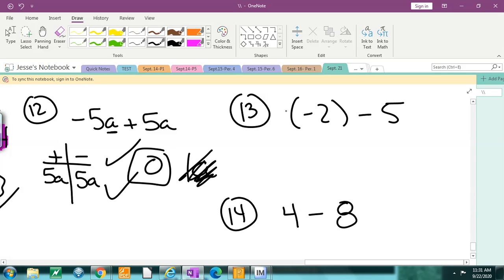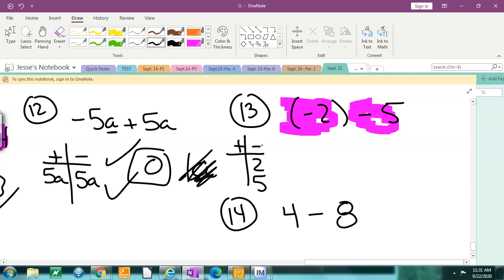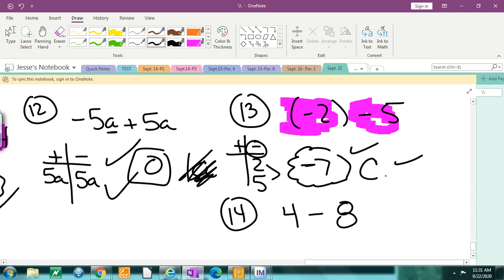Okay, so here we have a parentheses -2, but you're not multiplying with anything, so just leave it alone. So -2, right? And then -5. So then I'm going to do the t-chart. -2 minus 5. So my answer is negative. How many? Yeah, you add them, so -7. Very good. So your answer is -7. That's C. Put a little check, right?